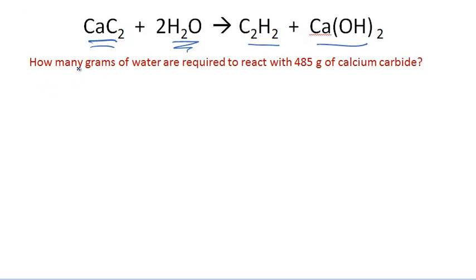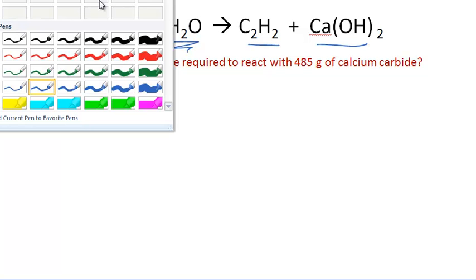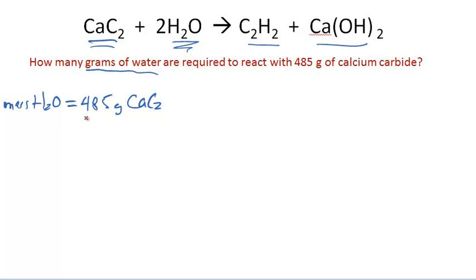All right, so we are trying to figure out grams of water. Okay, so that's mass of water equals, all right, this is what we're trying to find out. We're being given 485 grams of calcium carbide, and the first thing we need to know is how many moles of this do we have. All right, so let me do something just a little bit different on this one, just to reinforce some things. Okay, as you know, this is the known.